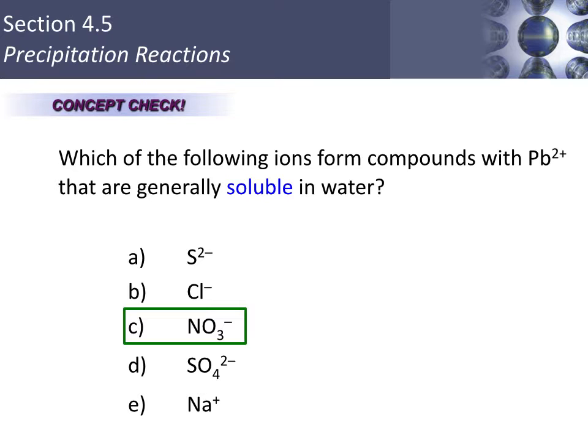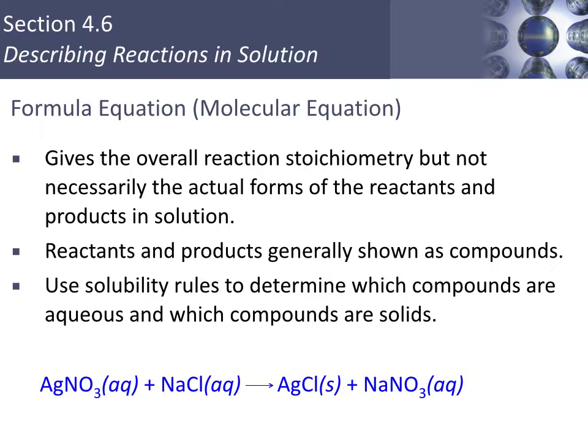We're going to move on now to section 4.6, describing reactions in solution. So the formula equation is probably what you're used to using. It's also considered the molecular equation, and it gives the overall reaction stoichiometry, but it misses a few things. It doesn't really give you the true form of the reactants and the products in solution. In general, we only show reactants and products as compounds, but that's not always the case.